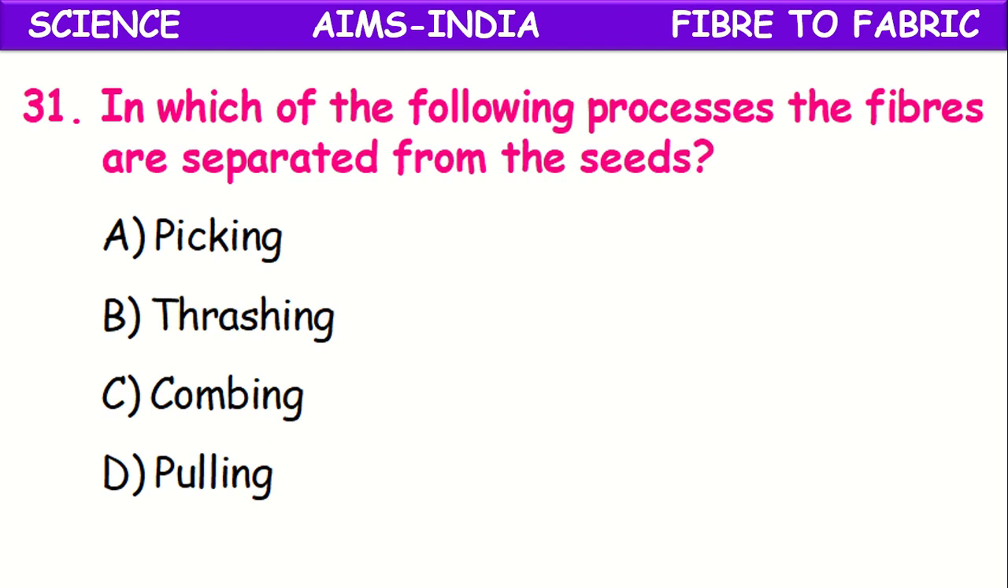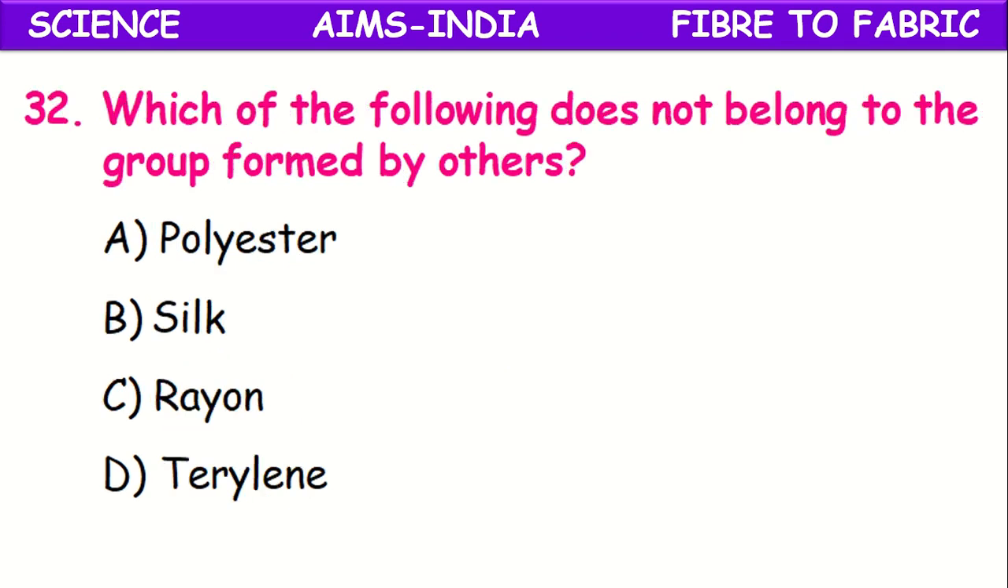Next, in which of the following processes are the fibers separated from seeds? The process is called ginning. Fiber is separated from seeds by the process called ginning or combing. Okay, combing or ginning it is. By this process, seeds are separated from the fiber.